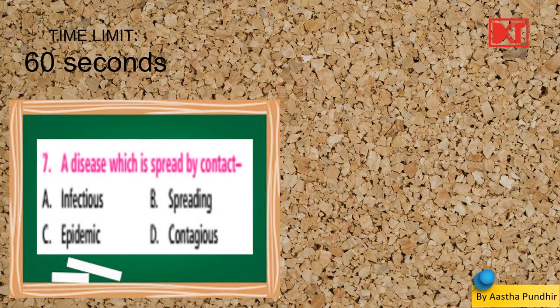Here, a disease which is spread by contact. I'm pretty sure you know this answer by now. Infectious or spreading or epidemic or contagious. Now, a disease which is spread by human contact is contagious, right? For the others, infectious is something that can be infected from one person to another. And then epidemic, a disease that has spread to the whole country, has the outbreak in the whole country, that's an epidemic. All right.